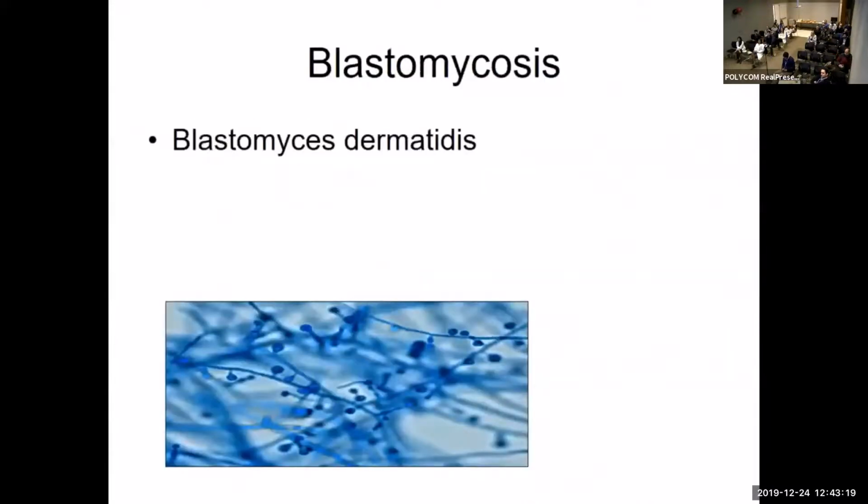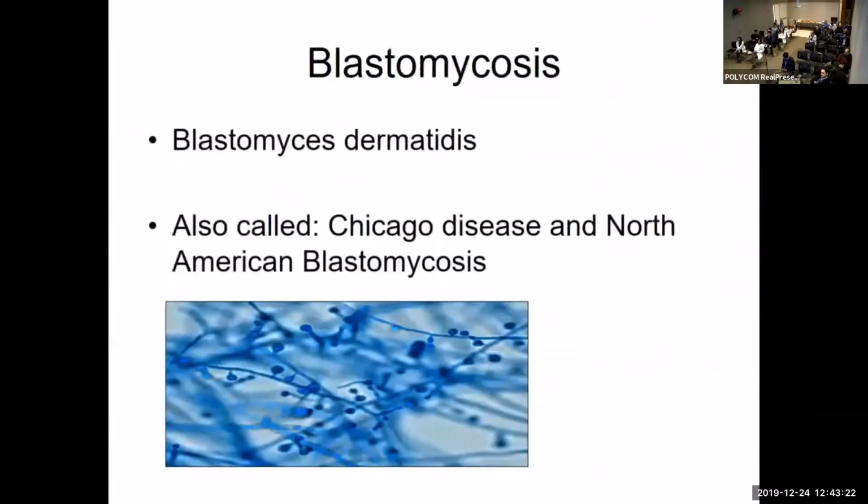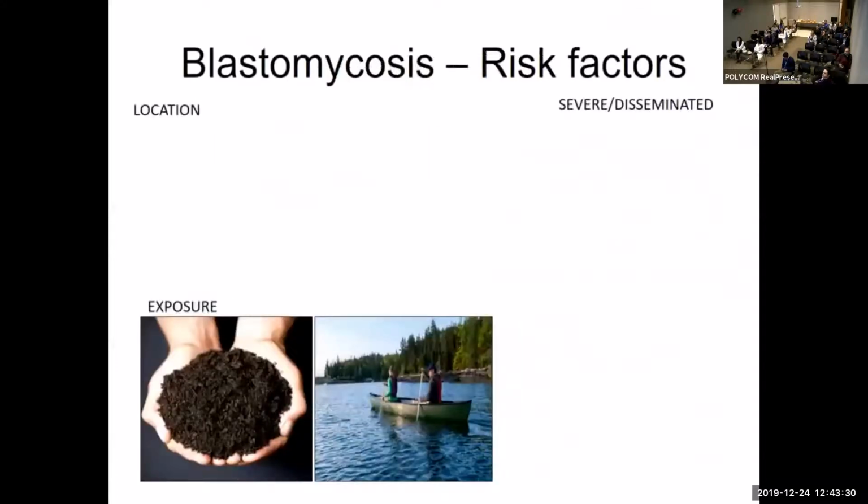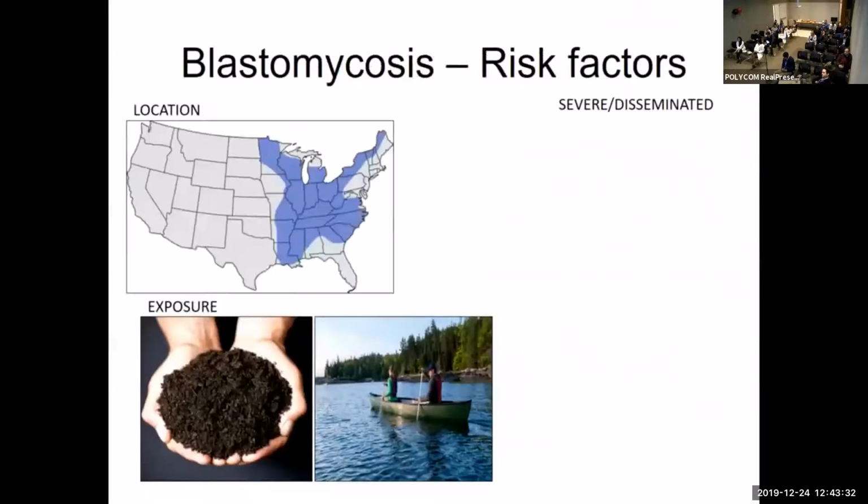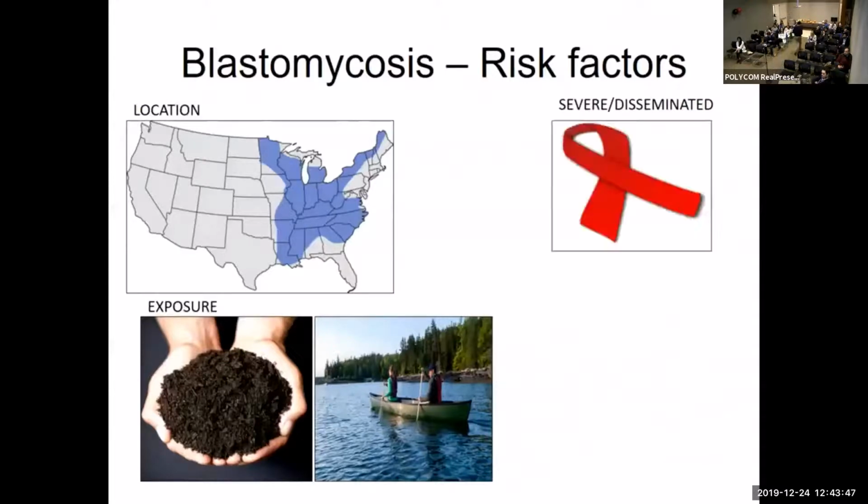So blastomycosis is caused by Blastomyces dermatitidis. Just a fun fact, it's also called the Chicago disease because it used to be hyperendemic in that area. The risk factors of blastomycosis: location is the same, Ohio and Mississippi River. The only difference between histoplasma and this is it's not only soil-related activities, it also grows in the water, so you can have water exposures and get blastomycosis.